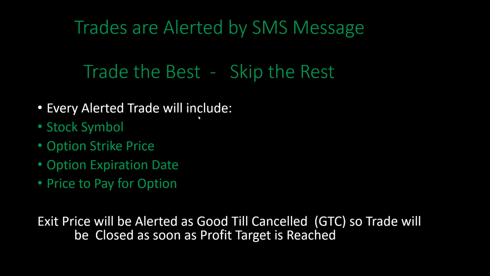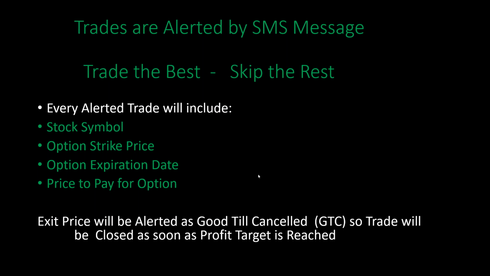So every alerted trade is going to include the stock symbol, of course, the option strike price, the option expiration date, and the price to pay for the option. And that could be a range. It could be $1 to $1.05 or something like that. Generally, when the alert goes out, you're not going to have a sell price in there yet. Usually, I wait until I see what the price action looks like before we put a sell price on there.